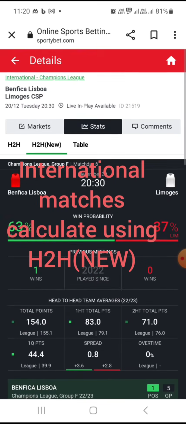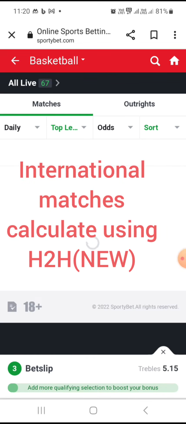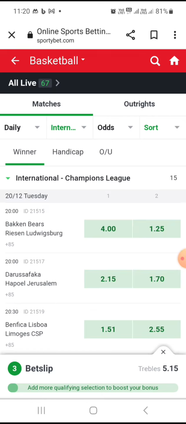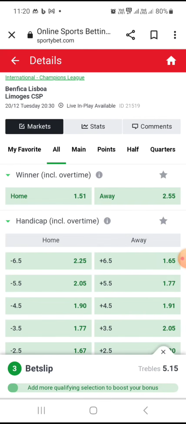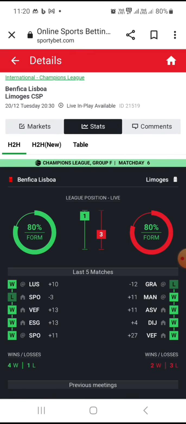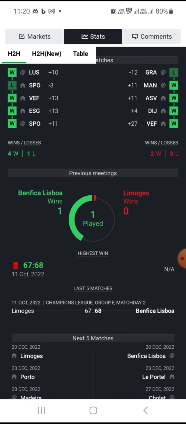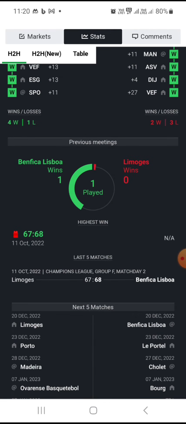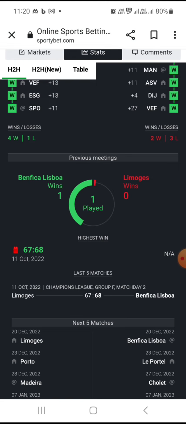Because if you go to the H2H only, you can never see much of their games here. See, the only game you see here in their last matches is only one game. But despite that, we have to make use of it.